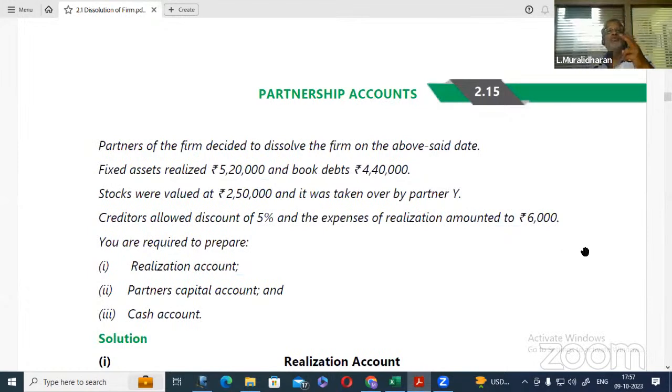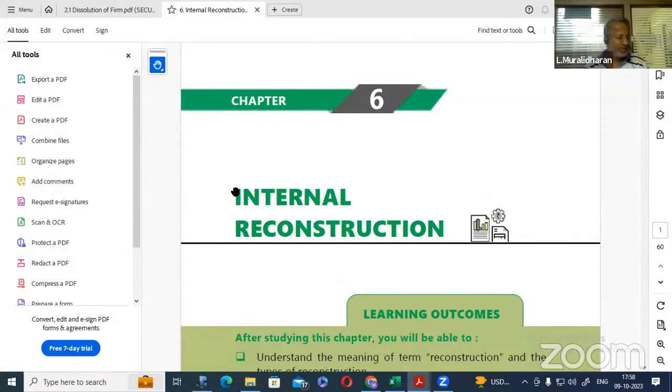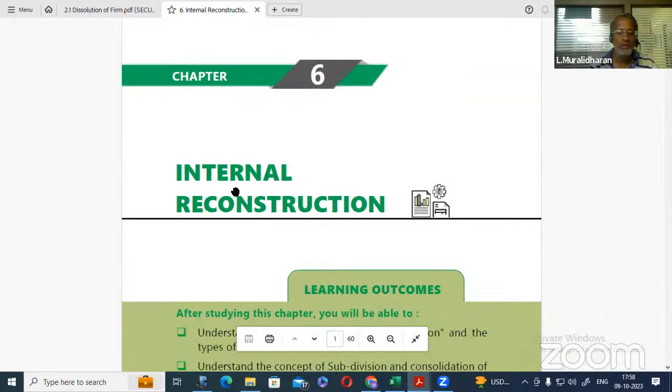See now, at this moment, I have taken up 2 topics. Though the dissolution problem is easier, we have developed confidence in the subject with a simple problem. Try any problem you can try, it is going to work like this. Now, let me try internal reconstruction.